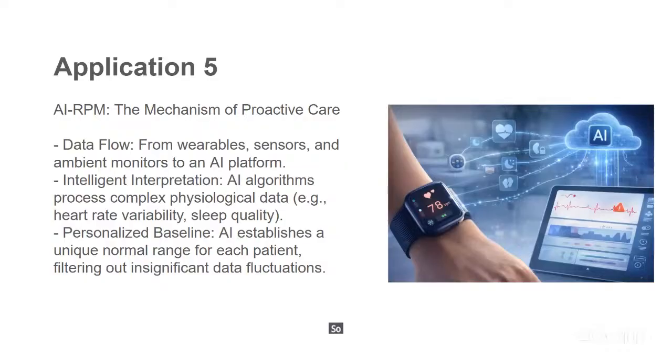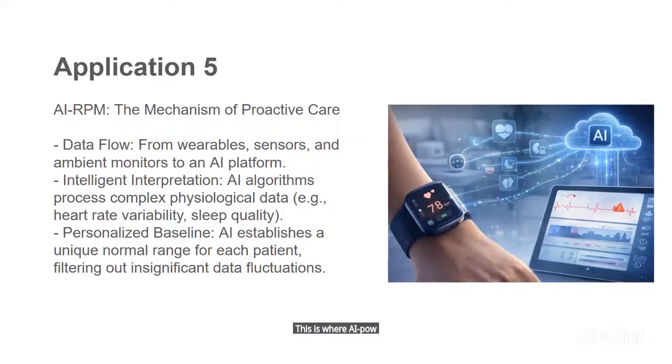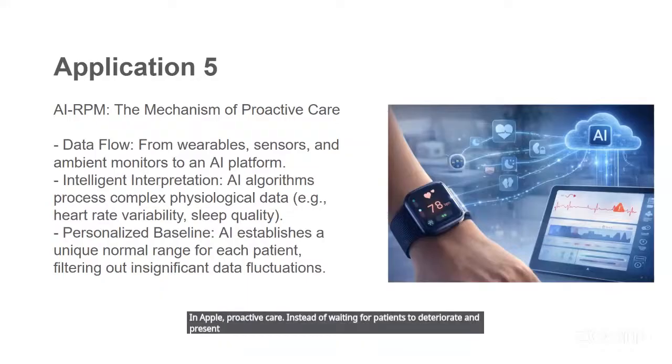So far, we have focused on AI within hospitals and clinical settings. But one of the most transformative shifts in healthcare is moving care beyond hospital walls. This is where AI-powered remote patient monitoring, or AI RPM, comes in. AI remote patient monitoring enables proactive care rather than reactive care. Instead of waiting for patients to deteriorate and present to the hospital, AI allows continuous monitoring and early intervention.